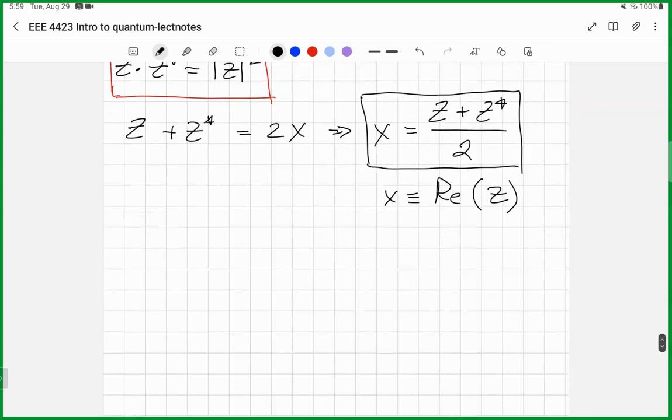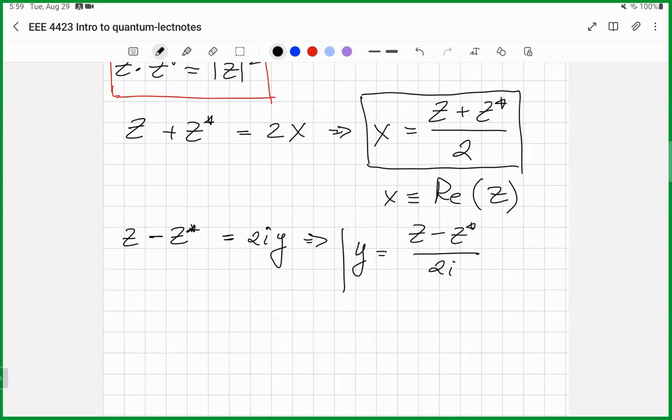All right, and the same way, if you subtract the conjugated number from the complex number, you get 2iy. That means that y is equal to z minus z star over 2i, and y, of course, is the imaginary part of the complex number.